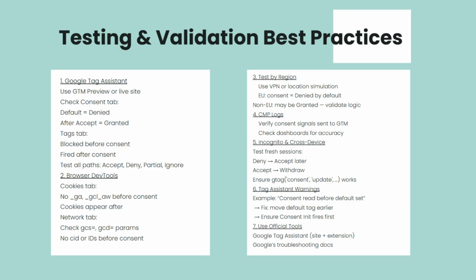Go to the Tag Assistant site and enter your URL. Make sure you've deployed your GTM changes in preview or live. Tag Assistant will open your site in a debug mode. Perform a test scenario, e.g., first, do nothing with the banner. In Tag Assistant's interface, look at the earliest events. They often have names like consent events at the very start. Click an event and choose the Consent tab.